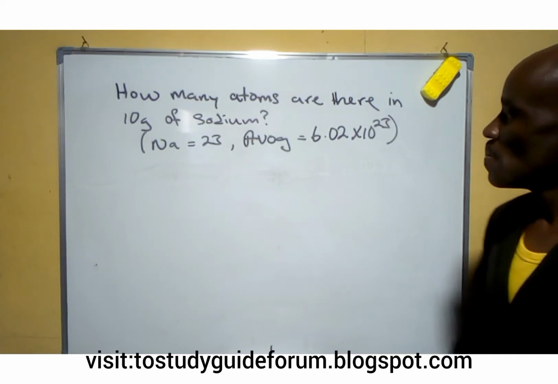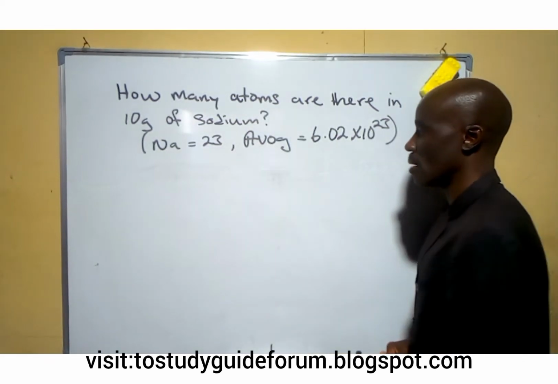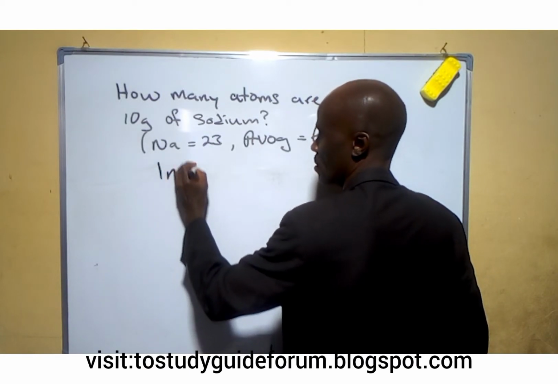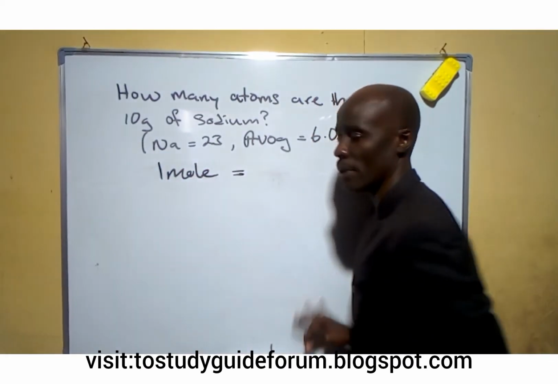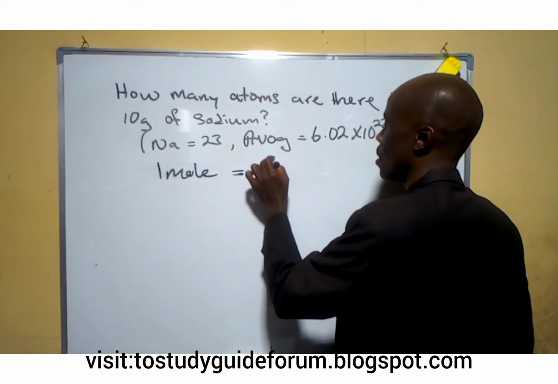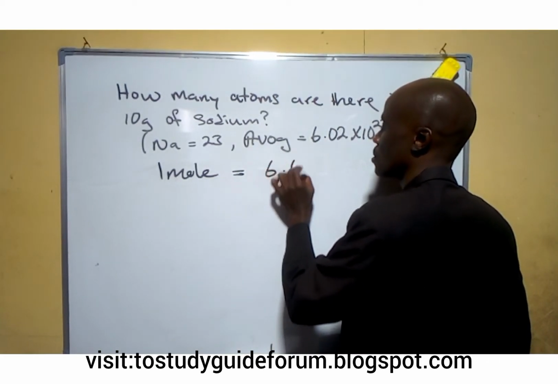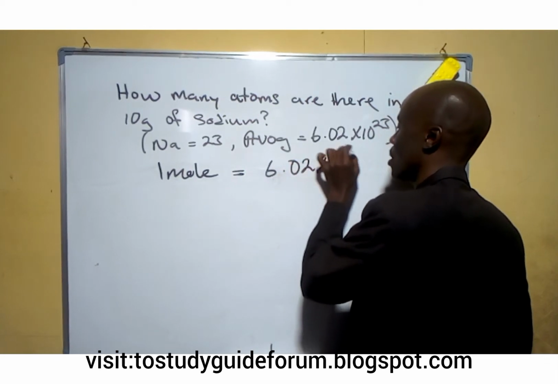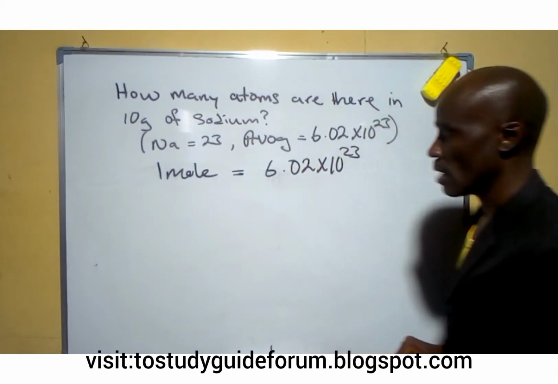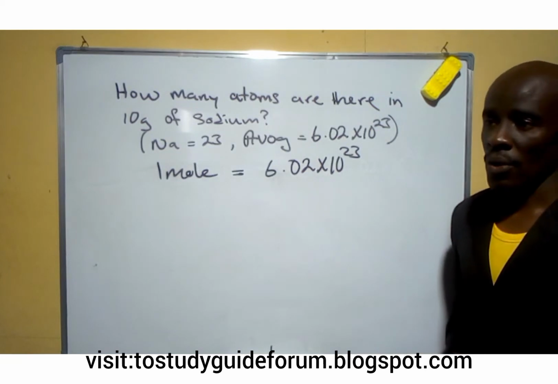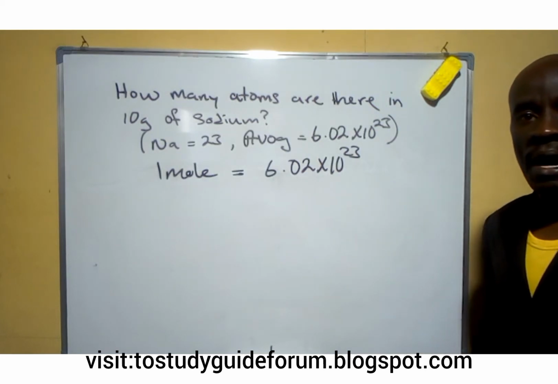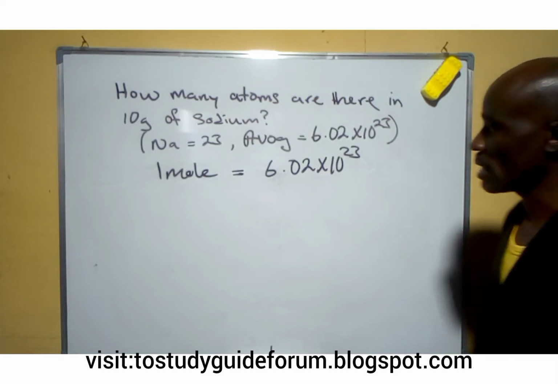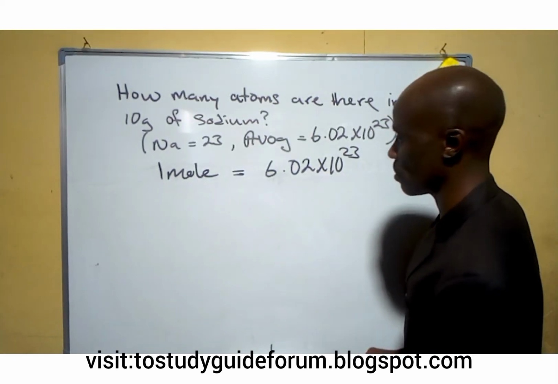So we know that 1 mole of any substance is equal to 6.02 times 10 raised to the power 23. That is Avogadro's number, which is the number of units in 1 mole of any substance.